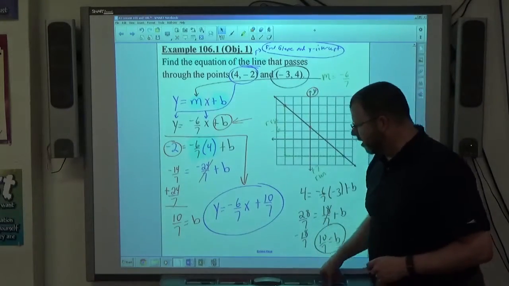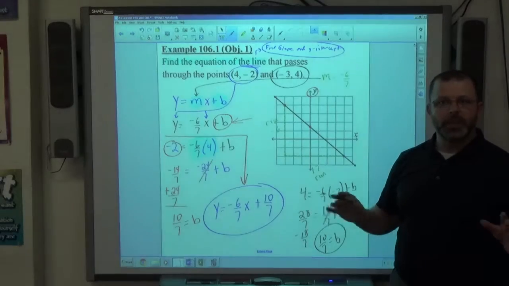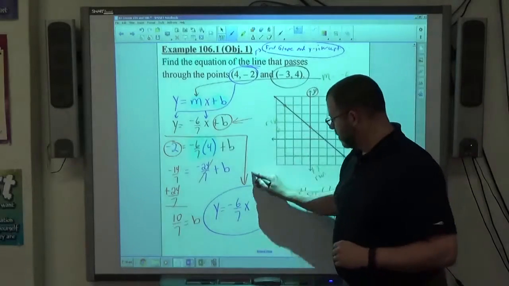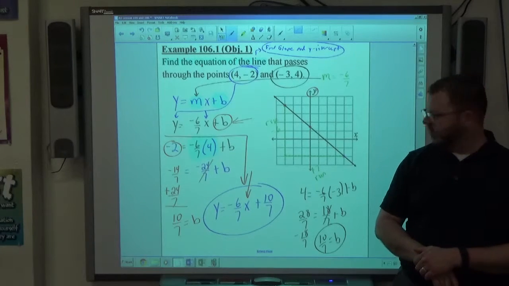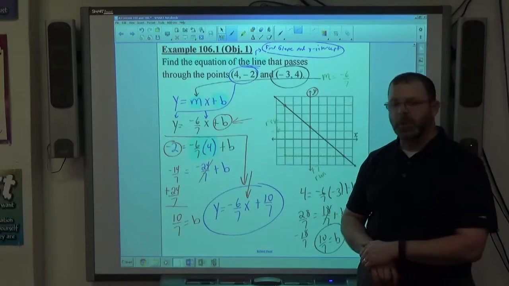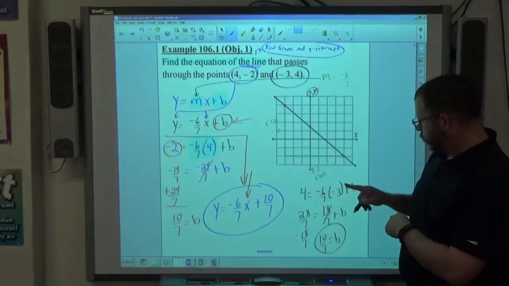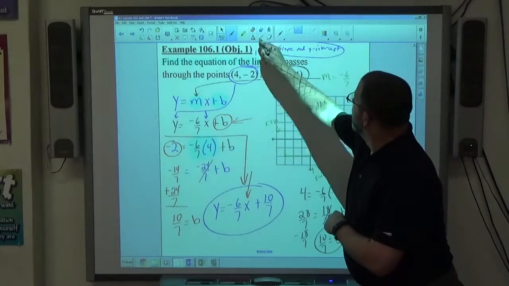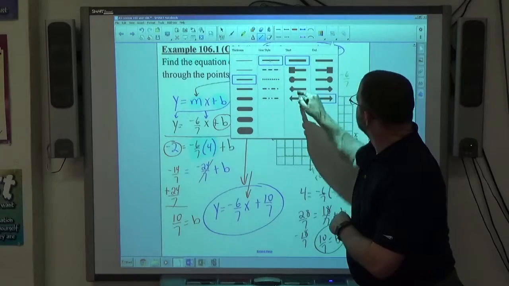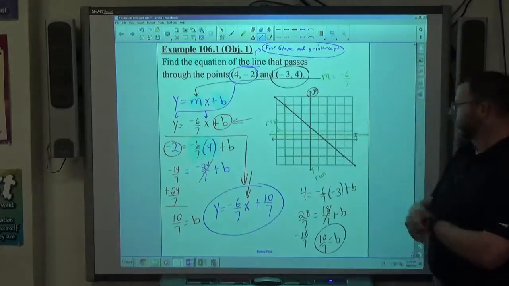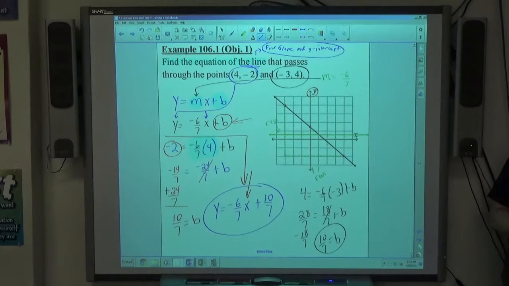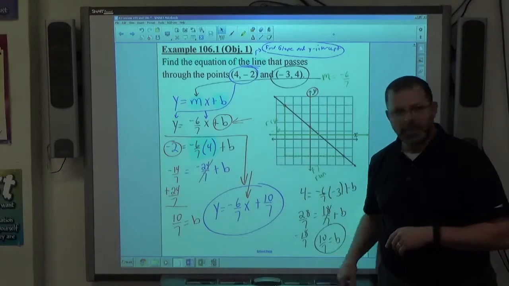The most common mistake students make, once they figure this out, once they get good at doing this, is they don't write the x. You don't write the x, you're wrong. y equals negative 6/7 plus 10/7 without the x would be, let's see here. That's what y equals negative 6/7 plus 10/7 looks like. There's no x, so it doesn't have a slant, it's a horizontal line. Do not forget the x.